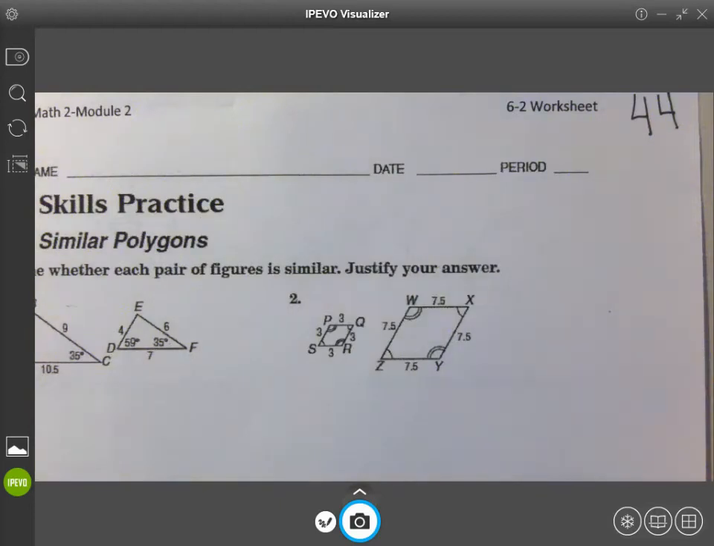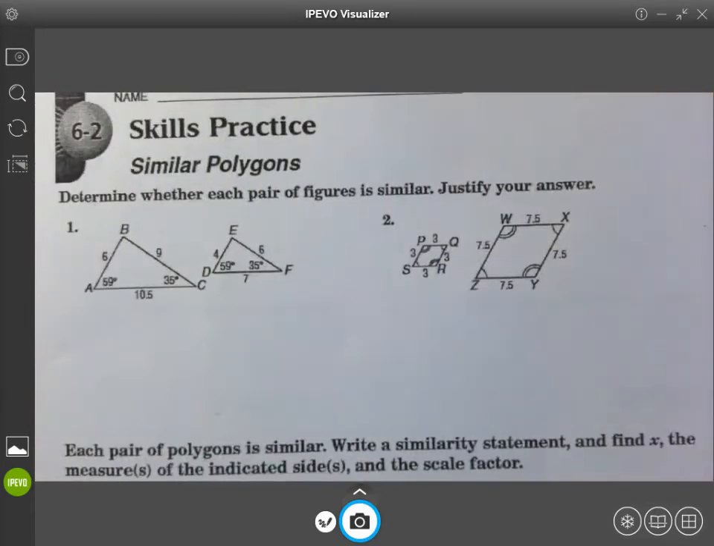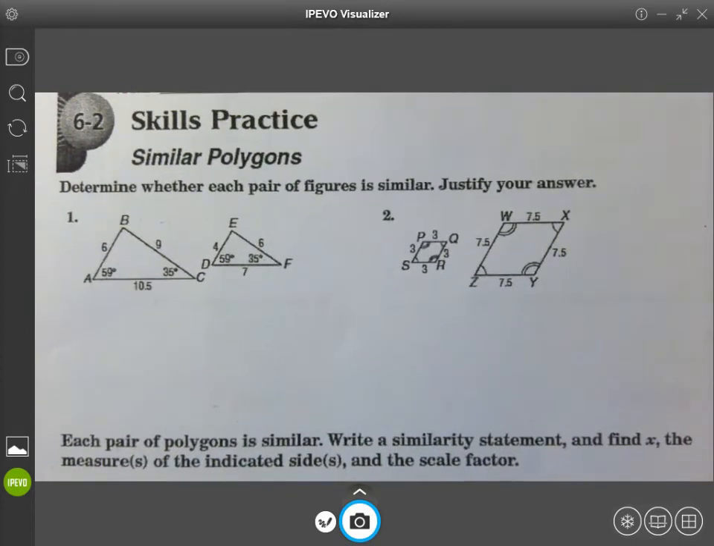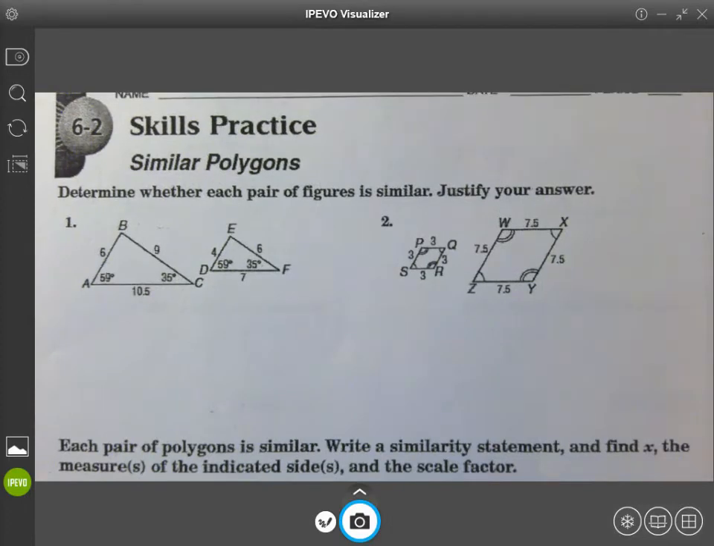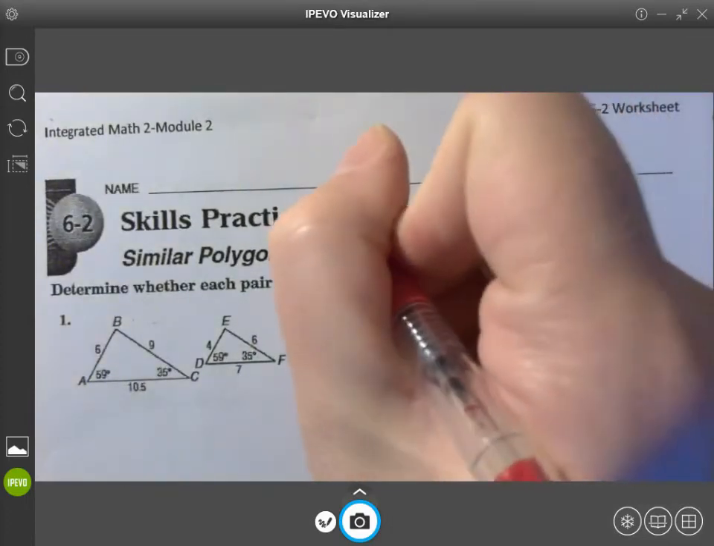Right, we are looking at 44 today. It's section 6.2, and we are staying with similar polygons. So it says determine whether each pair of figures is similar. Justify your answer. Guys, we need two things to be similar.